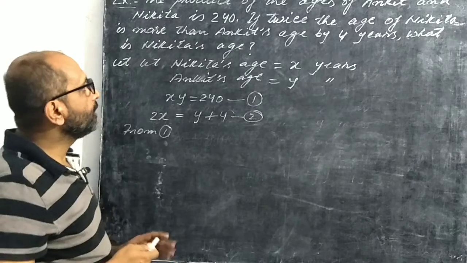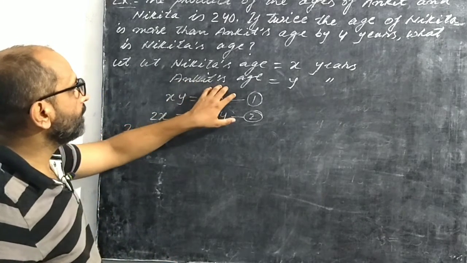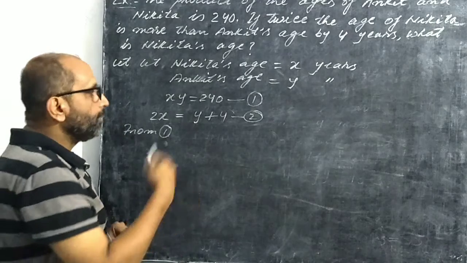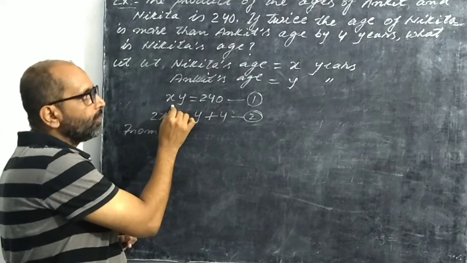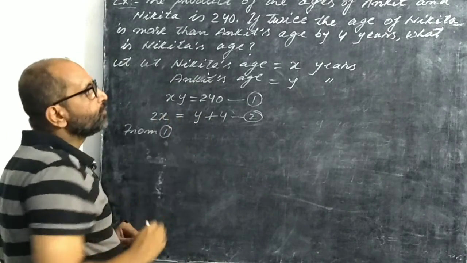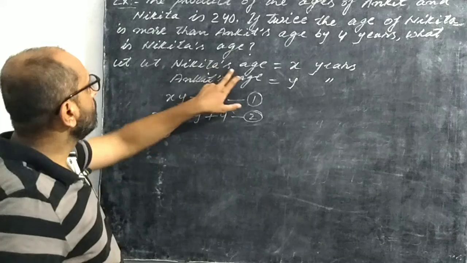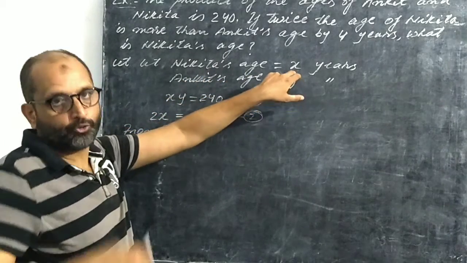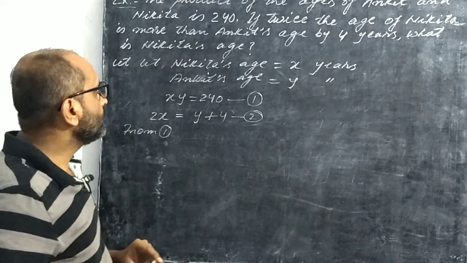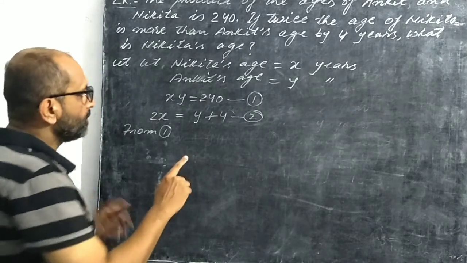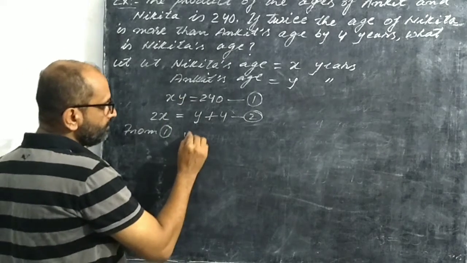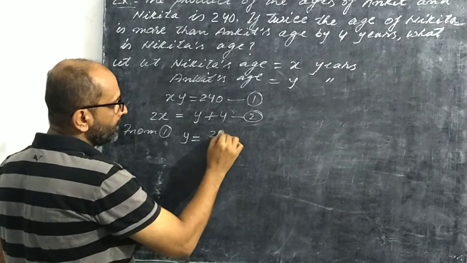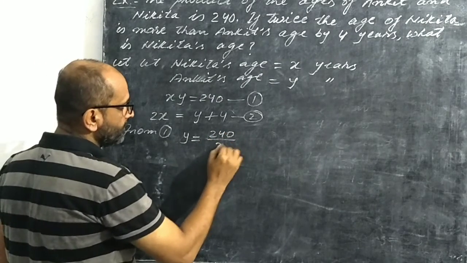And suppose if we were asked to find the value of Ankit's age, it would be better to find the value of x in terms of y. So here we are going to find Nikita's age, and that is assumed to be x. So it is better to take y in terms of x from equation number 1. So from equation number 1, y is equal to 240 upon x.